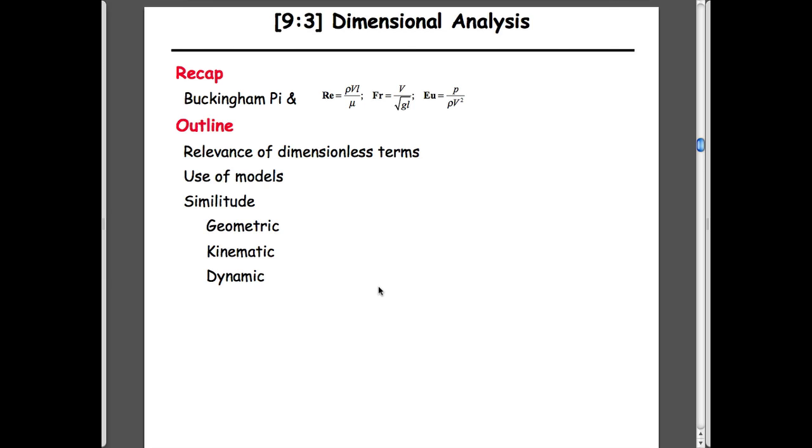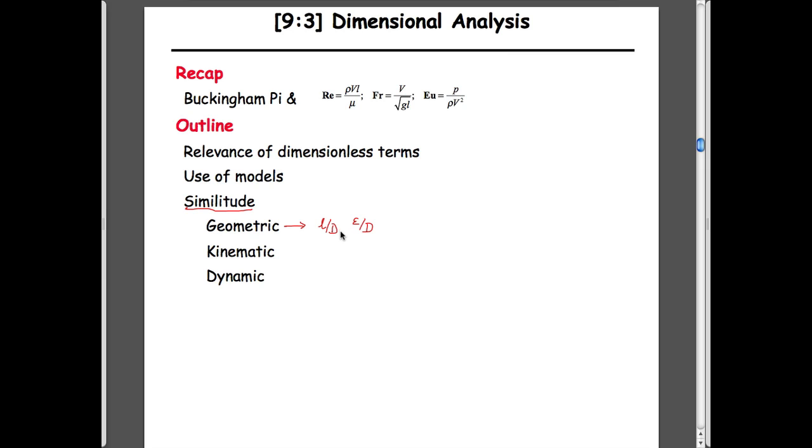And it really relies on one main idea, which is similitude. And you can generate similitude between a model and the prototype by doing three things. You can make sure that the geometries are the same. So lengths and diameters and roughnesses and spans, as we went into examples on flight, are the same.